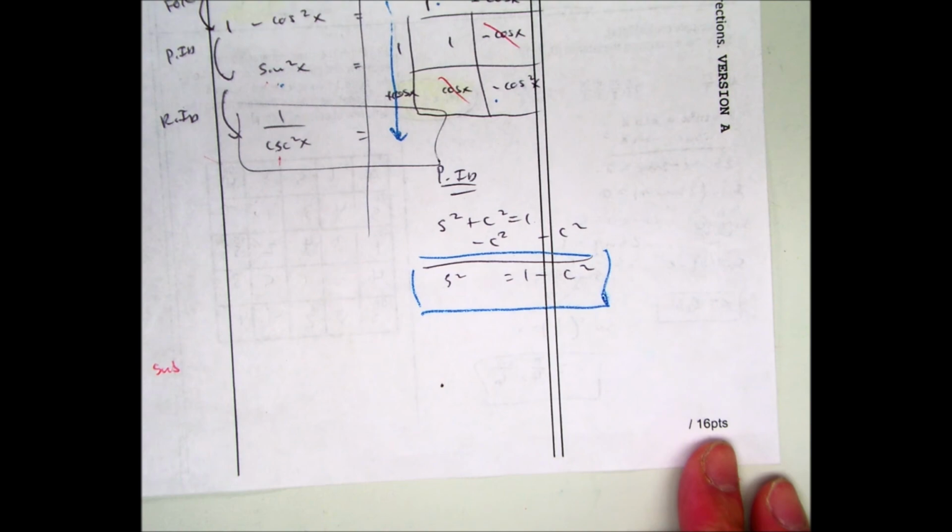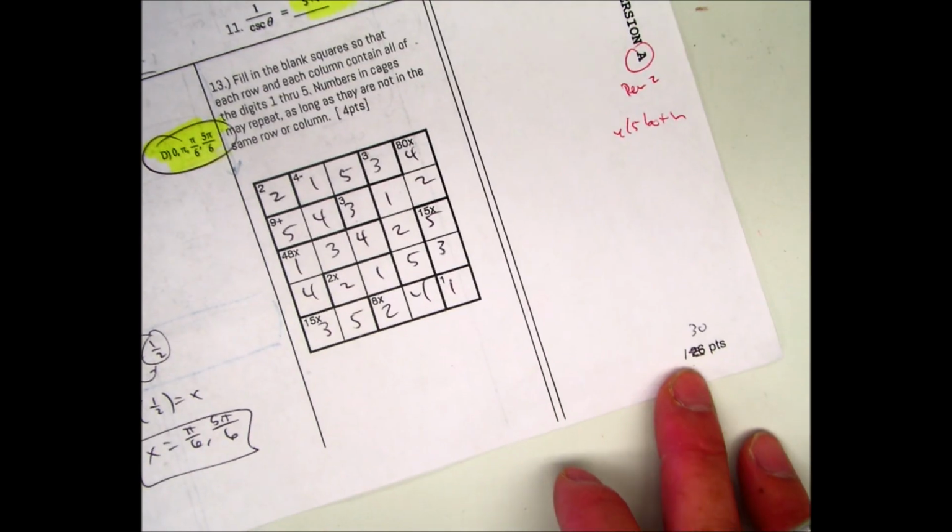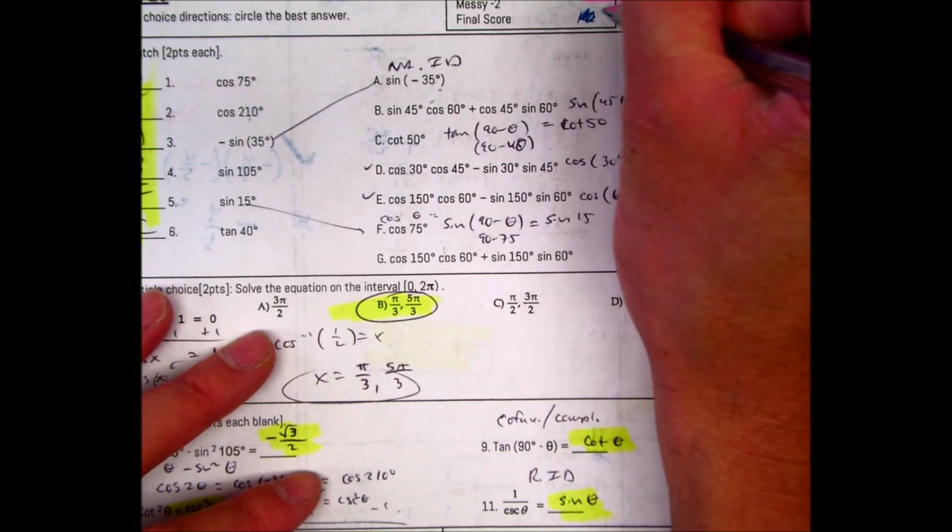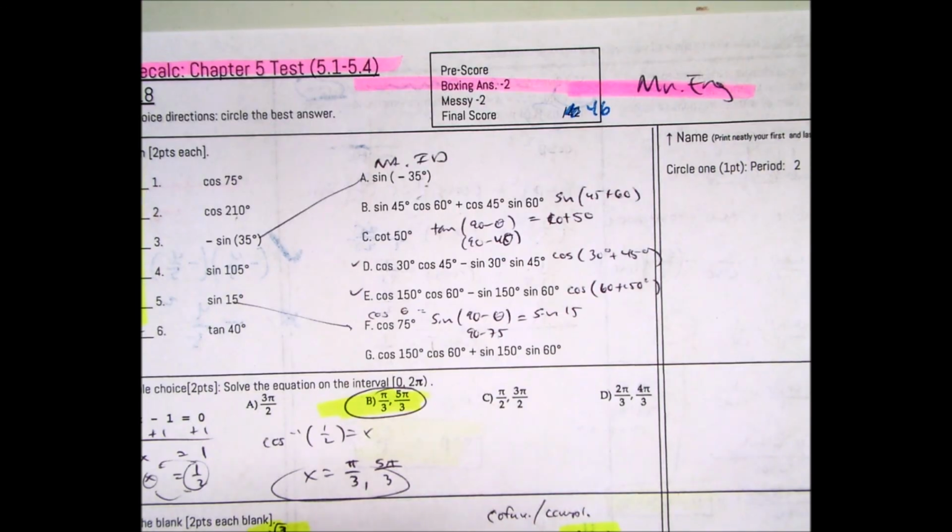That side was out of 16 points. This side was out of 30, and then the test was out of 46. Hope that was helpful for you.